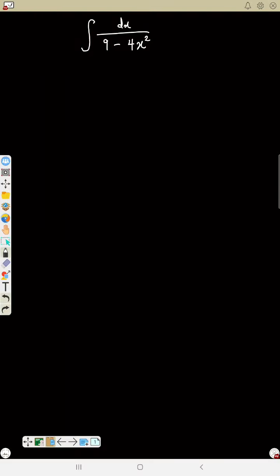The question is the integral of ds divided by 9 minus 4s squared. Now we need to factor out 9, that is, factorize 9.